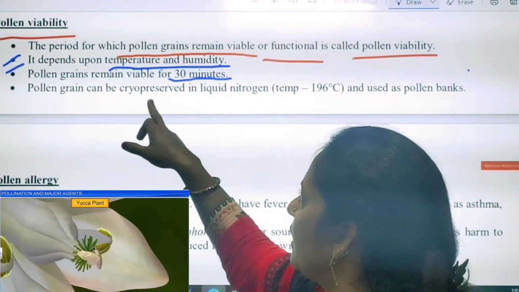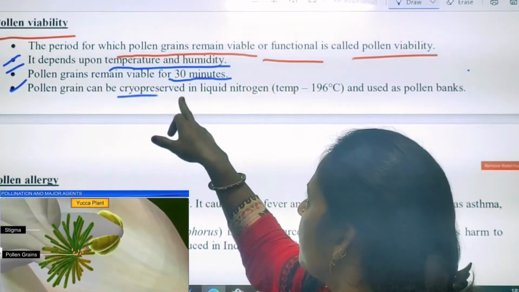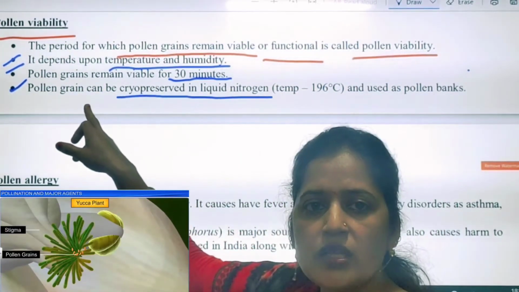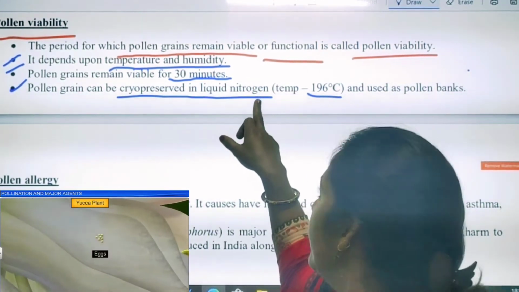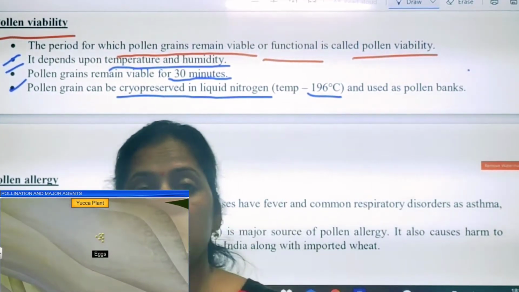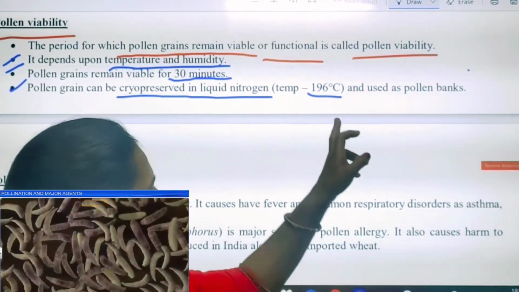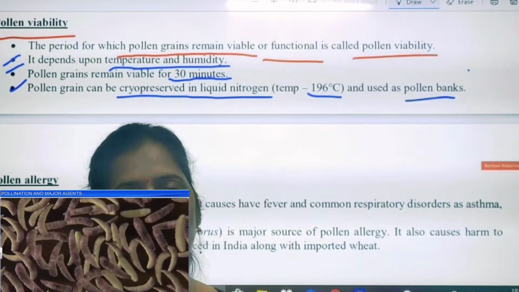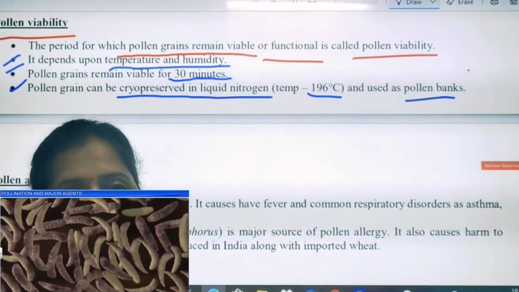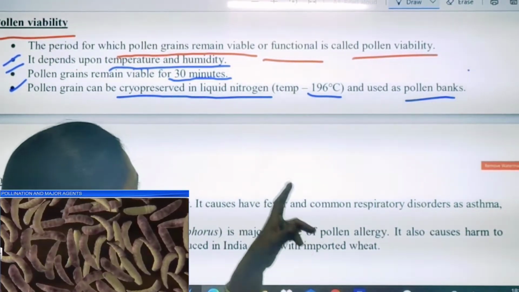Pollen grains can be cryopreserved in liquid nitrogen. हम pollen grains को cryopreserved कर सकते हैं किसमें? That is in the liquid nitrogen. Temperature is near about minus 196 degrees Celsius and that are used as pollen banks. और उस चीज को हम किस तौर पर यूज करते हैं? That are used in the form of the pollen banks.